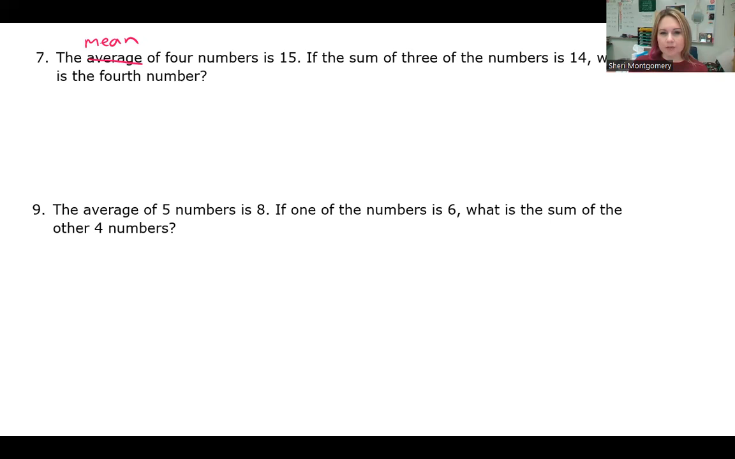So it says we've got 4 numbers, so we're going to add things up and divide by 4. There's 4 numbers in the list, so we would divide by 4. And the average is 15.